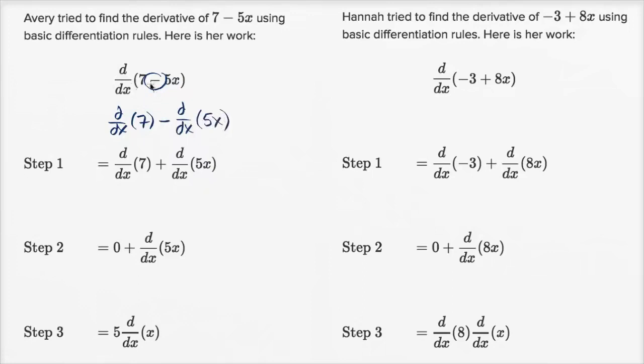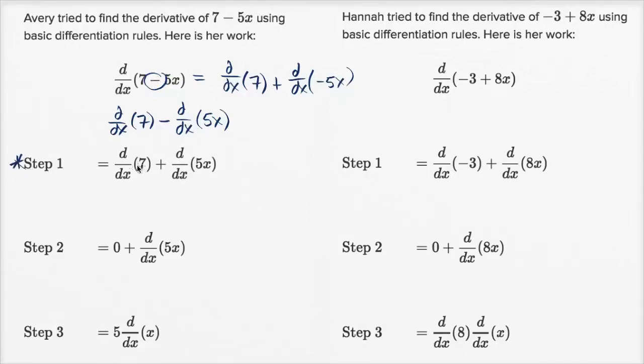The derivative of a difference is equal to the difference of the derivatives. We've seen that property. Or she could have said this is equal to the derivative of 7 plus the derivative with respect to x of negative 5x. These two things would have been equivalent to this one. But for this one, she somehow forgot to include the negative. So I think she had a problem right at step 1.